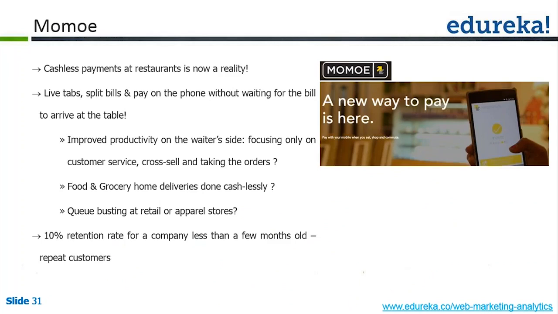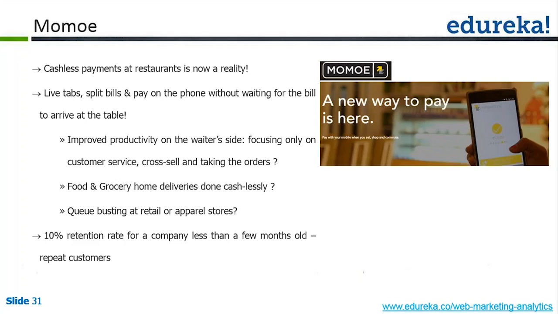So from an efficiency advantages point of view, Momo claims that from a waiter's point of view, he essentially has to focus only on the customer service and also cross-selling and taking the order, right? The whole bill payment is taken care of seamlessly using the mobile, using Momo.